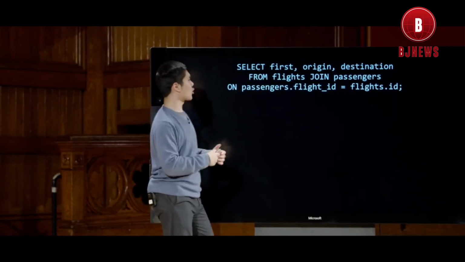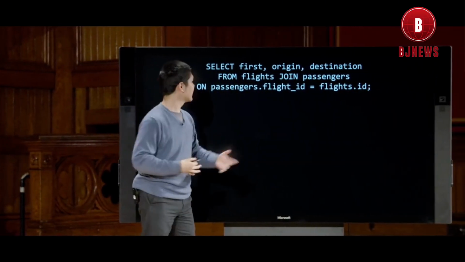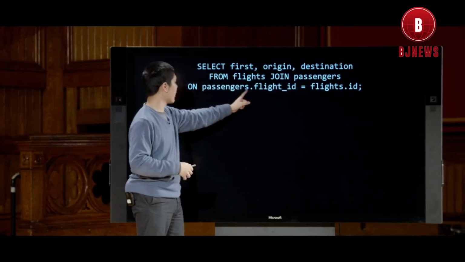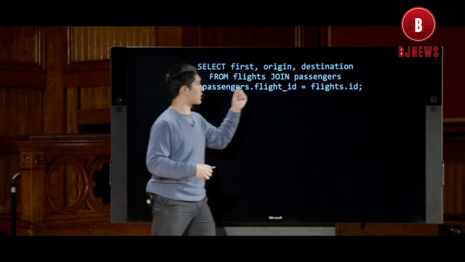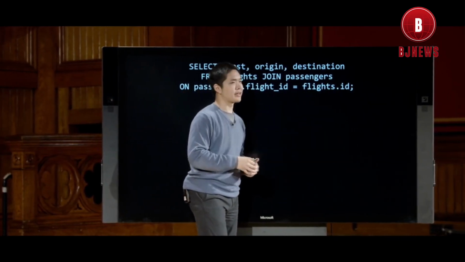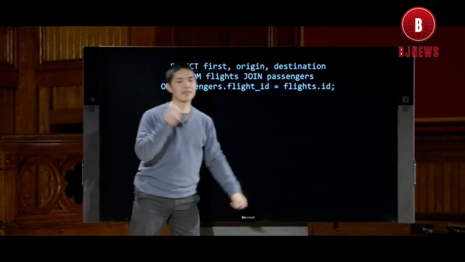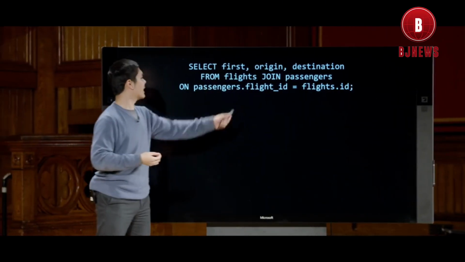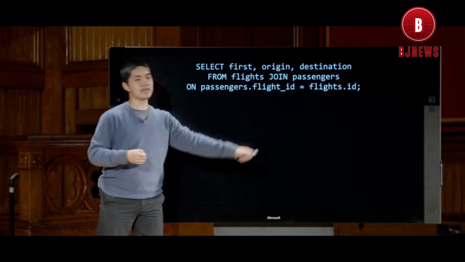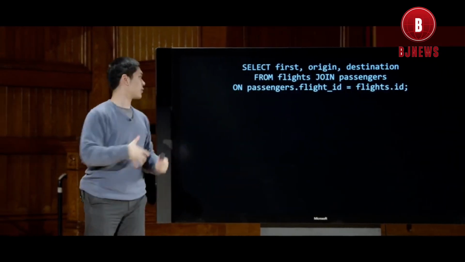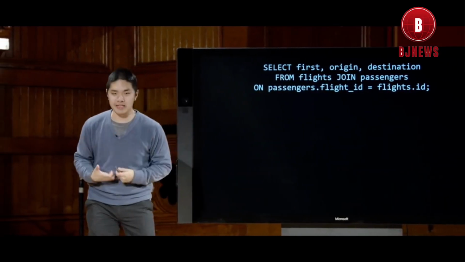And in this case, I'm saying the way these two tables are related to one another is that the flight ID column of the passengers table is associated with the ID column of the flights table. The flights table has an ID that uniquely identifies every flight, and the passengers table has a flight ID column that uniquely identifies the flight that we're referring to for this particular passenger.